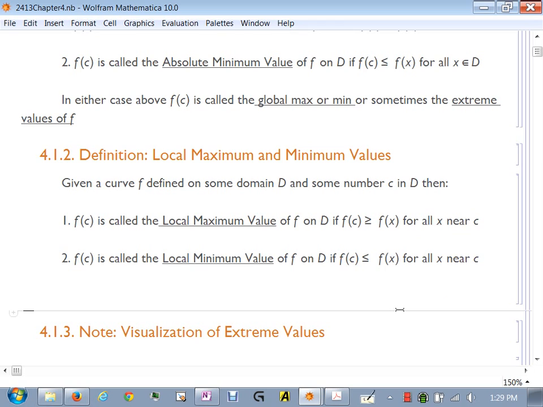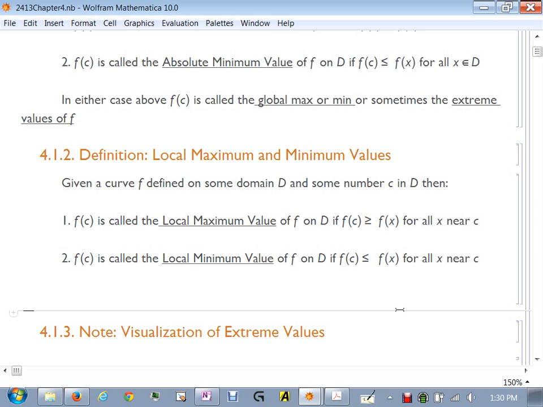So let me give you an idea. If we all stood up and we looked at heights, we would have in this classroom a local maximum, a tallest person. They'd be the tallest person in this room. Are they the tallest person on the planet? No. Locally, they're the max. Globally, they are not necessarily the max. Does that make sense?